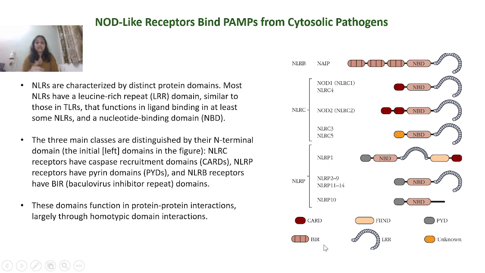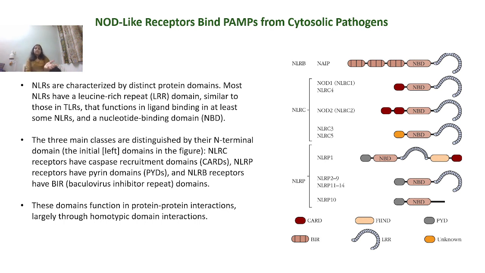There are different types of NLRs which are present. Here you can see NAIP, NOD1, NLRC4, NOD2, NLRC3, NLRC5. Different types are present and all have different functions and different domains. Here you can see three BIR domains, which are absent here, while here you can see two CARD domains, which are absent in this.